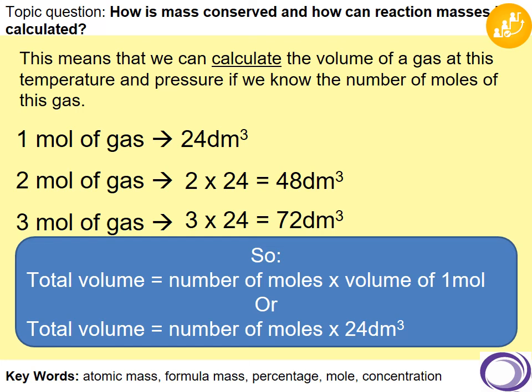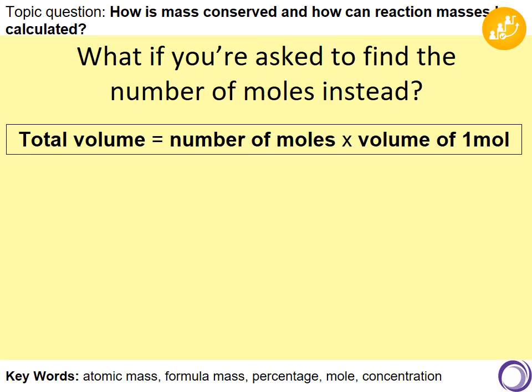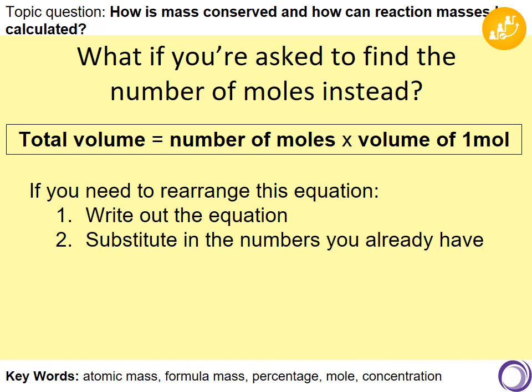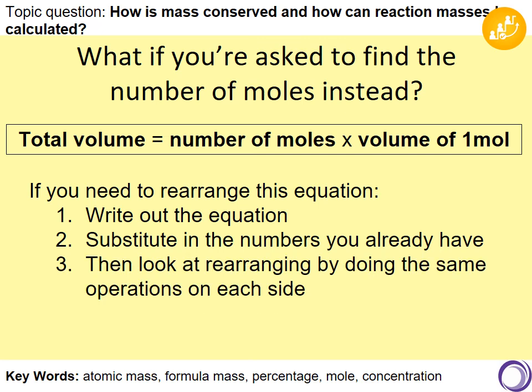This means we can calculate the volume of a gas at this temperature and pressure if we know the number of moles of the gas. So if we're asked to find the number of moles of gas, our total volume is equal to the number of moles times the volume for 1 mole. Just as you do with other equations, we'd write out the equation, substitute in the values you already have, and then rearrange it by doing the same operation to both sides.